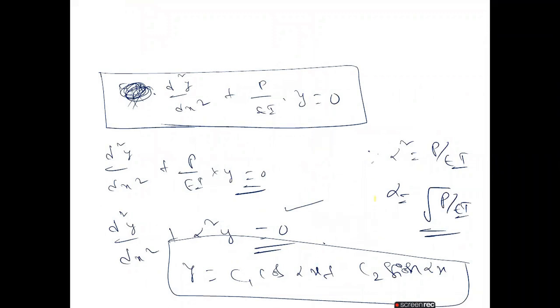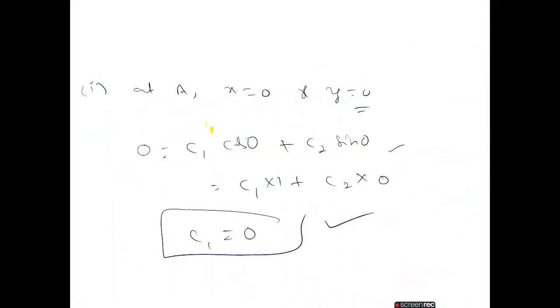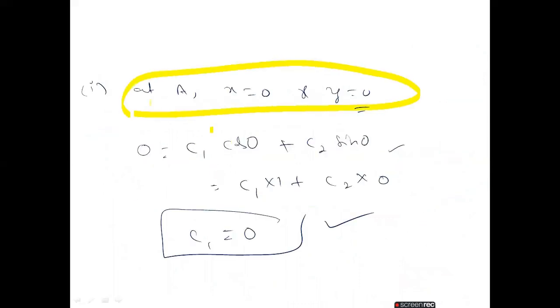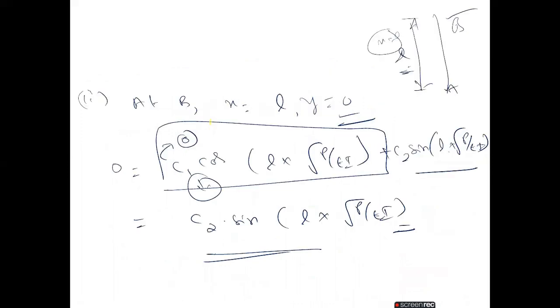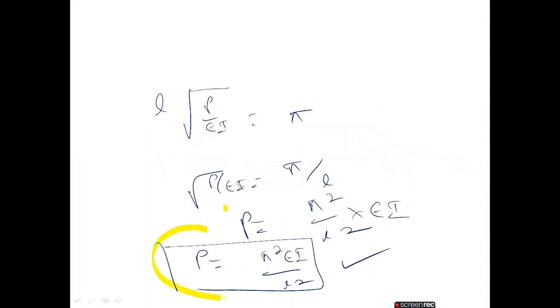After that, write the solution for that equation. We got it like this, that is y equal to C1 cos alpha x plus C2 sin alpha x. After that, take the boundary conditions: at x equal to 0, y equal to 0, you will get C1. And when you take the boundary condition at both ends, at A and at B, you will get C1 and C2 values. But from that, finally we will get the P value like this.